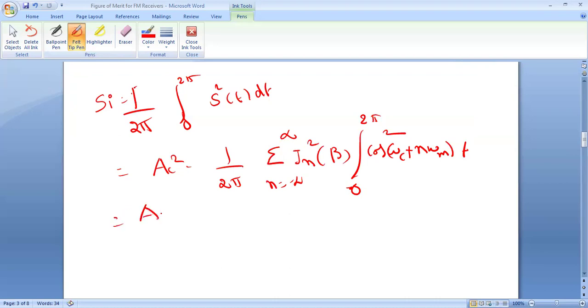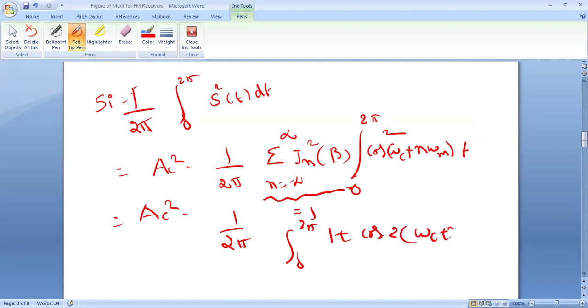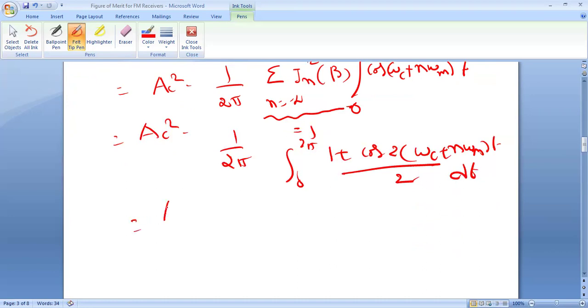This is equal to A_C square into the sum of J_n square of β, which is always equal to 1, times 1 over 2π integral from 0 to 2π of cos square θ, that is (1 plus cos 2(ω_c + nω_m)t) by 2, dt. This will give you the input signal power as A_C square by 2. Unlike in AM, in FM the input signal power is always constant, A_C square by 2. How did it happen? The second term is 0, since the integration of cos is sine, and sine 2π minus sine 0 is 0.